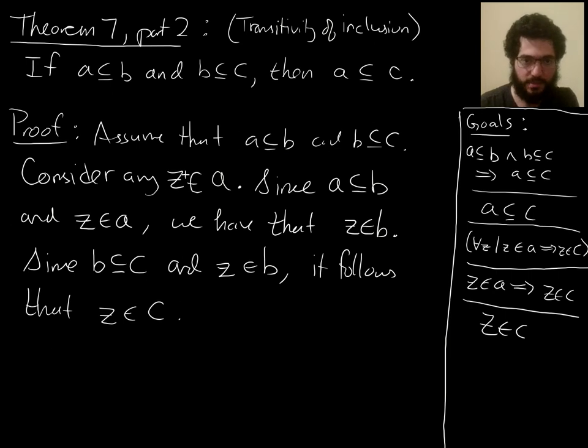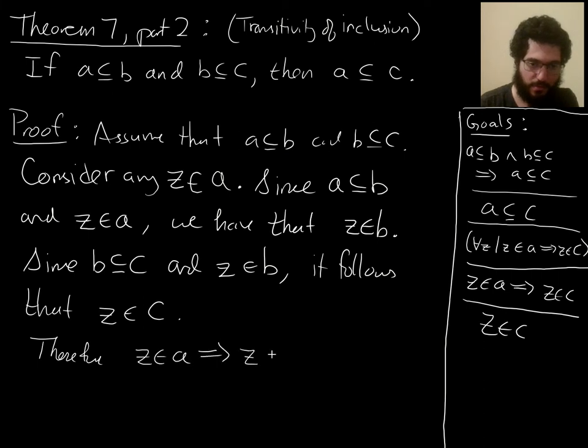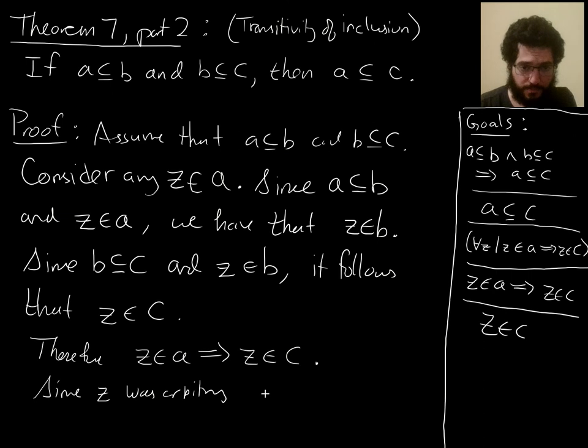So since we assumed that Z is in A and proved that Z is in C, we get this. Since Z was arbitrary, we have for all Z, Z in A implies Z in C. And why am I writing it like this? I have a shorter way of writing that, like that. So that would be the end of the universal generalization.